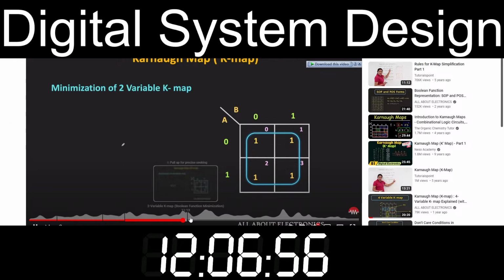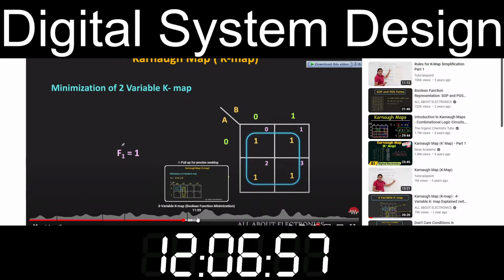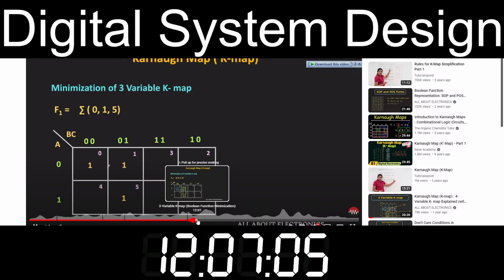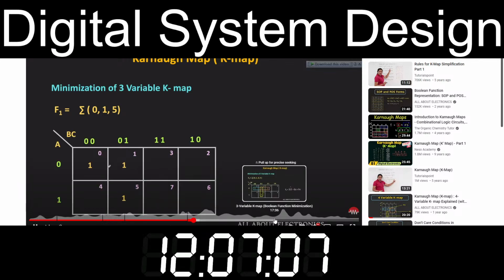The output is equal to 1 because irrespective of the change in the variables A and B, the output remains 1. So as I have discussed earlier, to minimize this function, we need to make the group of ones.